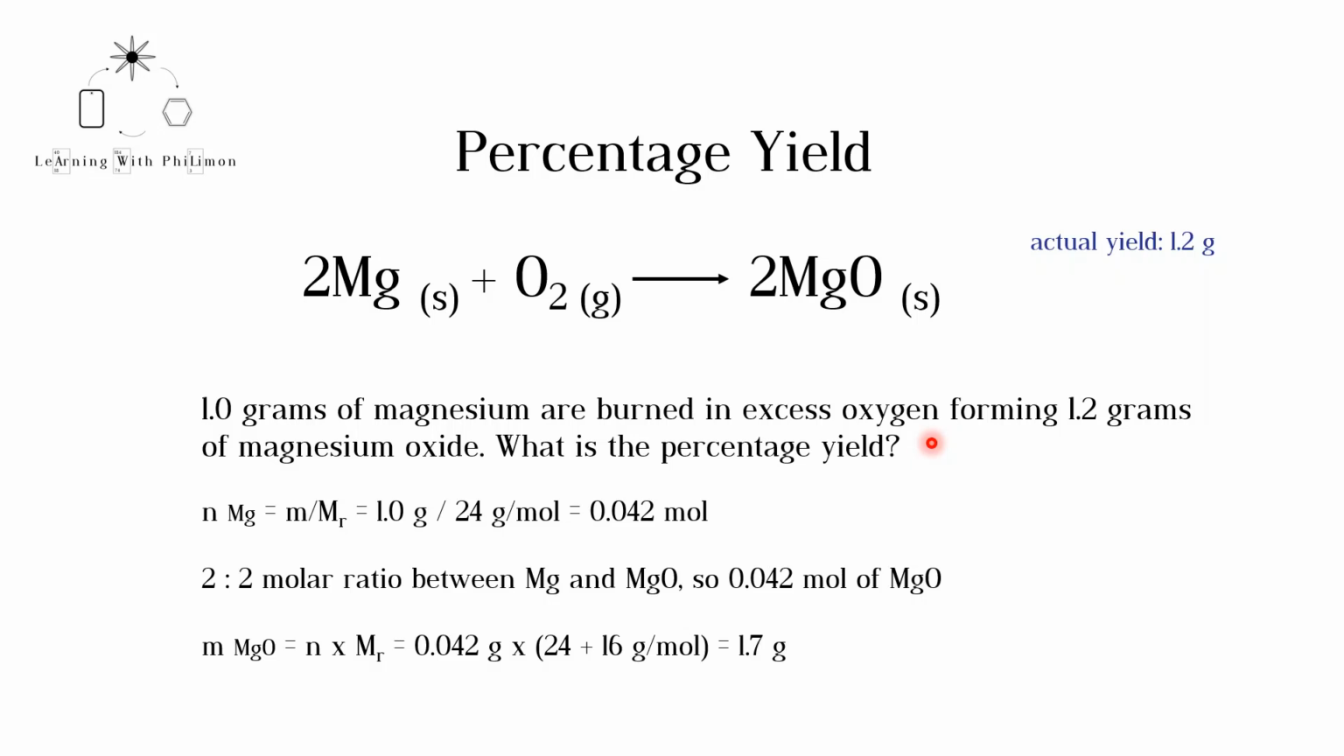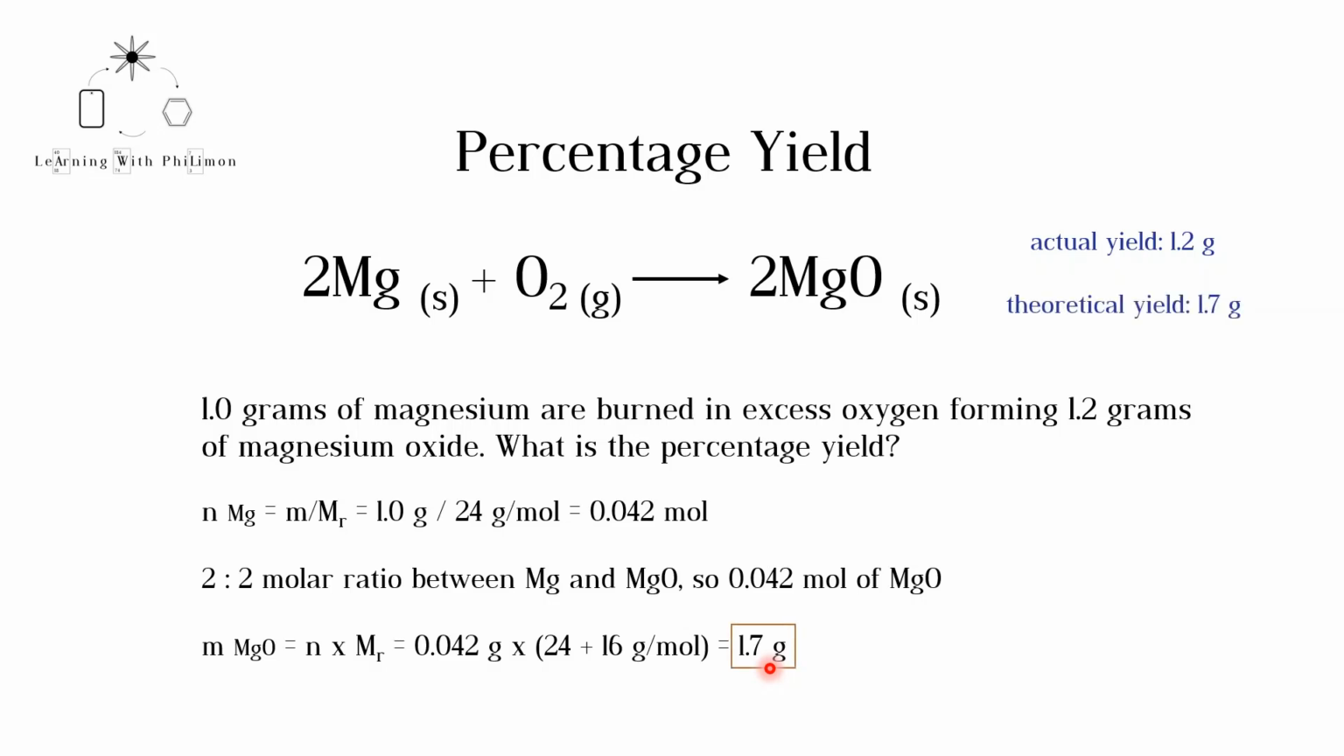The first step is to calculate the number of moles by dividing the mass of magnesium by its molar mass. This gives us 0.042 moles to two significant figures. As both magnesium and magnesium oxide have coefficients of 2 in the balanced equation, there is a molar ratio of 2 to 2. So 0.042 moles of magnesium would form 0.042 moles of MgO. To calculate the mass of MgO, we multiply the moles by its molar mass. The mass of magnesium oxide that should be produced is 1.7 grams. This is the theoretical yield.